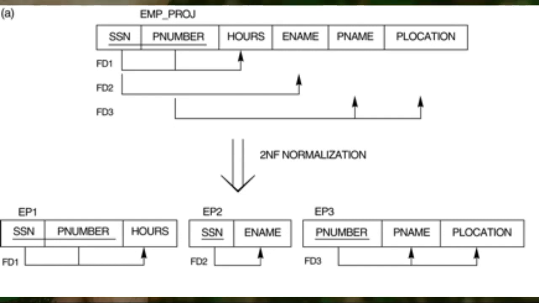Okay, so we can remove those and decompose into separate relations, as employee project 1, 2 and 3. In the first one, SSN, project number and hours are there as attributes. In the second relation we have SSN and the employee name, and the third one has project number, project name and the location. Okay, so that is what we are going to do in the decomposing and achieve the second normal form.